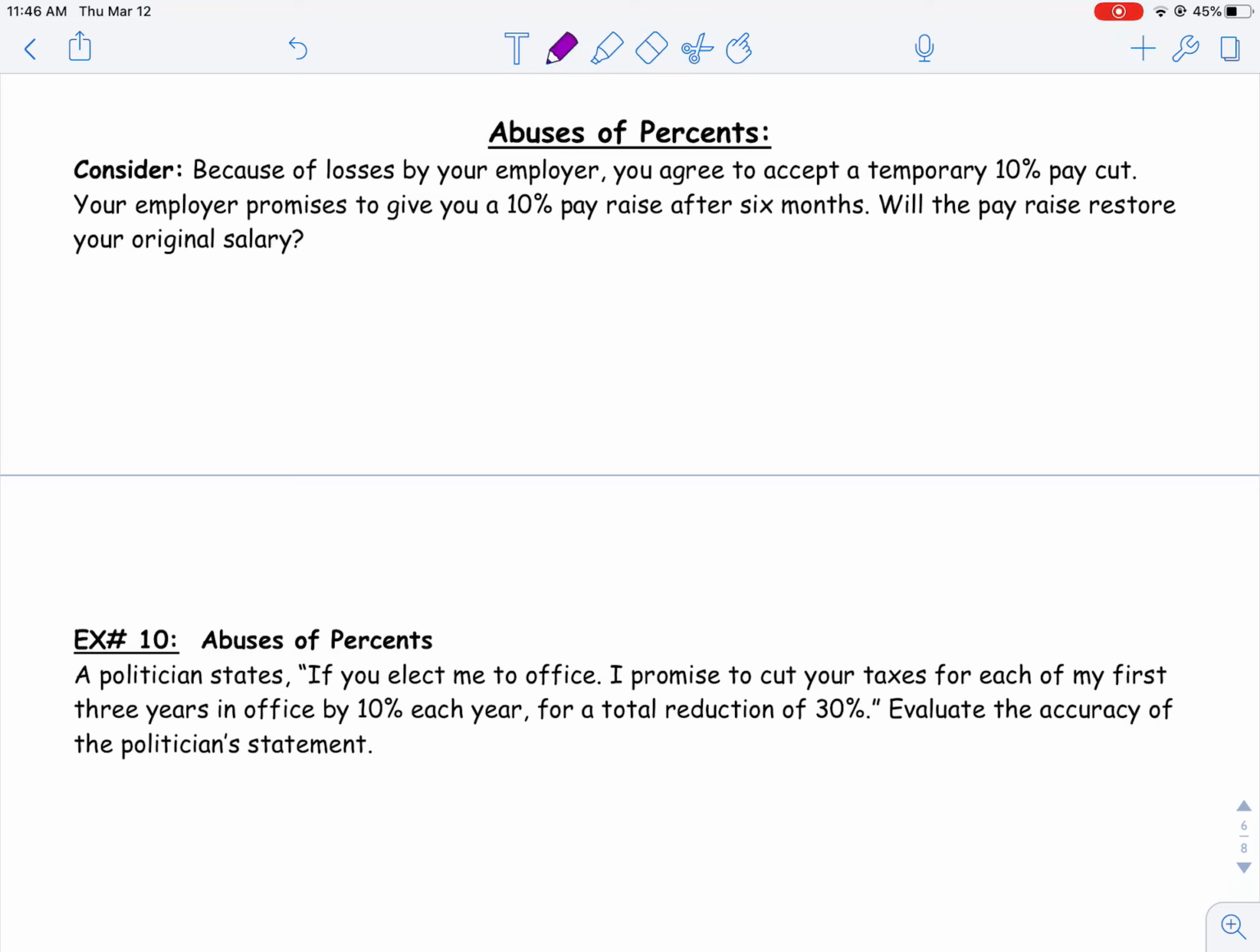Let me show you that this is actually not an accurate statement if you look at actual numbers. So let's just use some numbers here. Let's pretend that you made, I don't know, $30,000. If you started off at $30,000 and your boss said that you were going to have a 10% pay cut, we need to figure out what 10% of 30,000 is. Remember that word of means we're going to multiply, and we've got to multiply it by 10%, but let's say 10% as a decimal instead, so 0.10. What is 10% of 30,000? You should get 3,000, right?